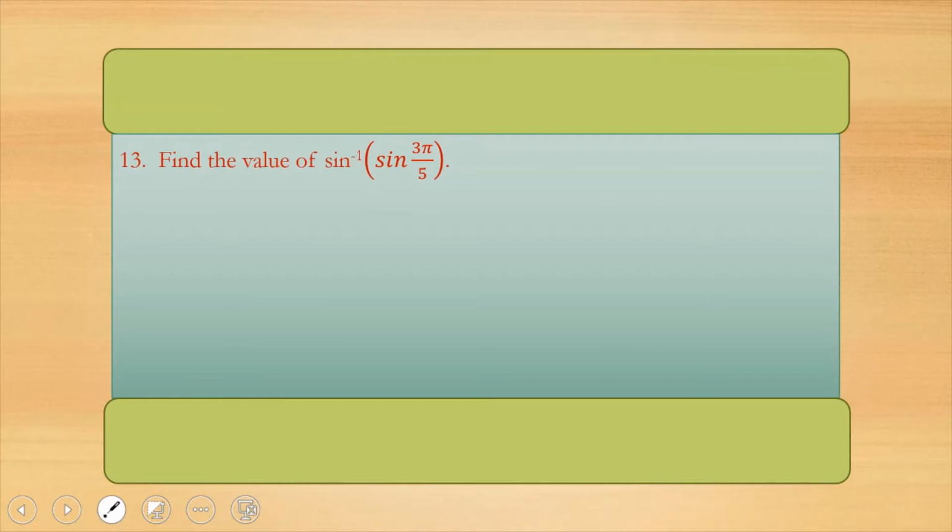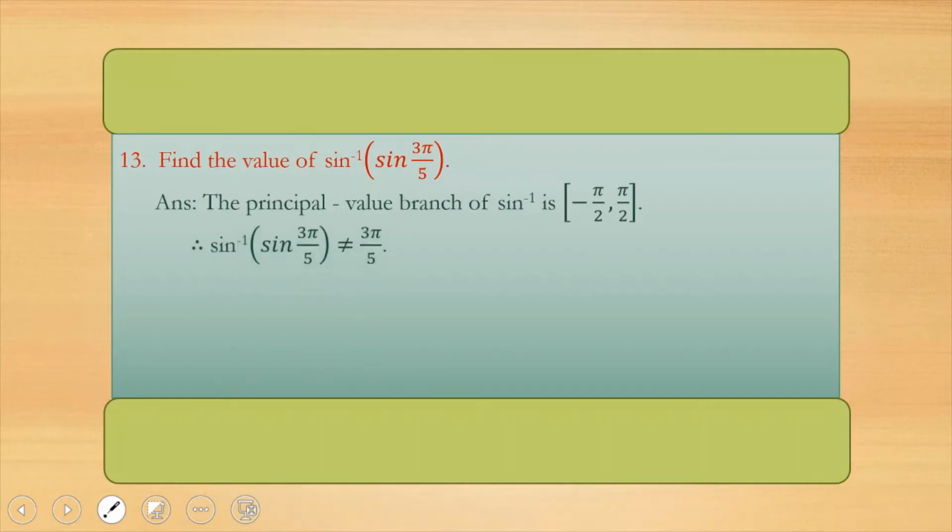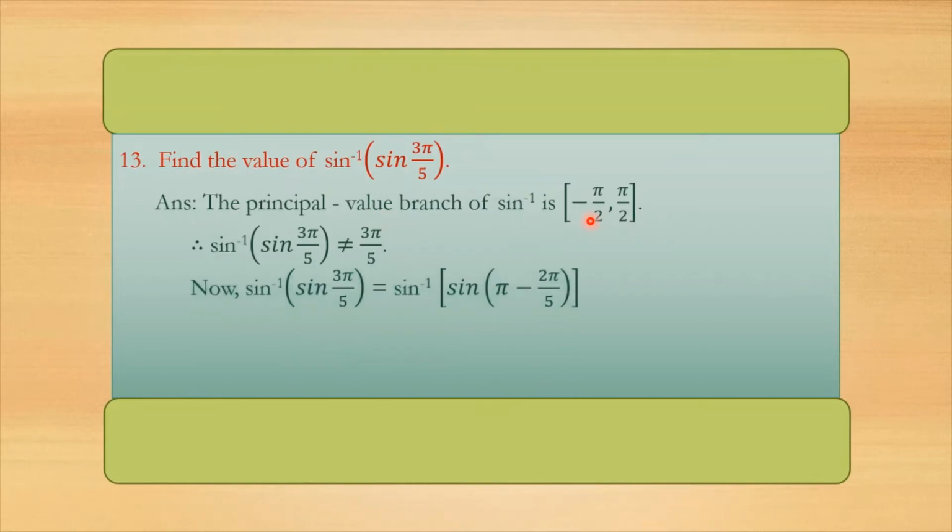Question number 13. Find the value of sine inverse of sine of 3 pi by 5. We know, dear students, the principal value branch of sine inverse is [minus pi by 2, plus pi by 2]. So here, sine inverse of sine 3 pi by 5, we can't write it as 3 pi by 5, because 3 pi by 5 is not between minus pi by 2 to plus pi by 2. So we need to simplify this one.